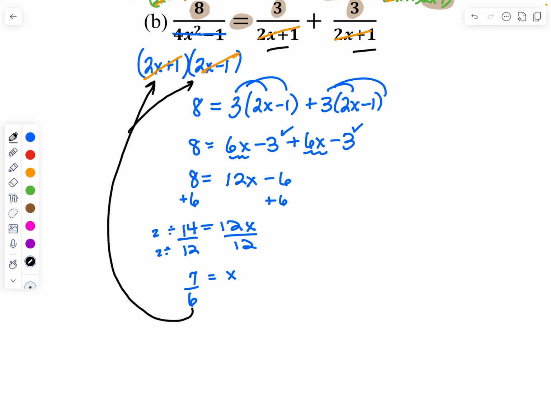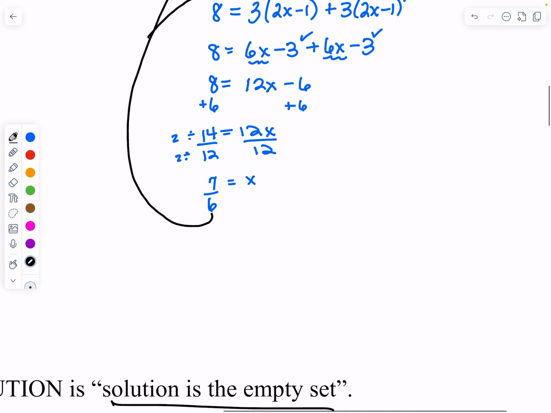So if I took a little more than 1, 2 times a little more than 1 is going to be a little more than 2 plus 1. That's going to give me a little more than 3. I know it's not 0. And then I would need to try this one with the 2x minus 1. So a little more than 2 minus 1 is not going to give me 0. So I know that actually is a solution. So x is equal to 7/6.